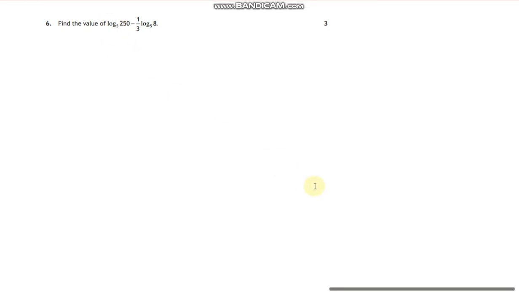Okay, question 6. I've got a lovely log question here. Now just remember your rules of logs. They're very similar to your index rules. So you've got, say, x cubed times x squared gives you x to the 5. So x to the 5 over x cubed gives you x squared. And x squared to the power of 4 is going to give you x to the 8.